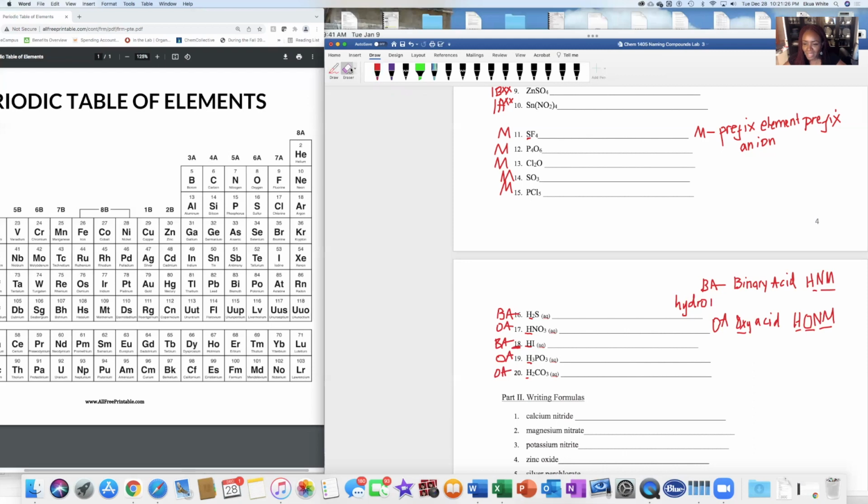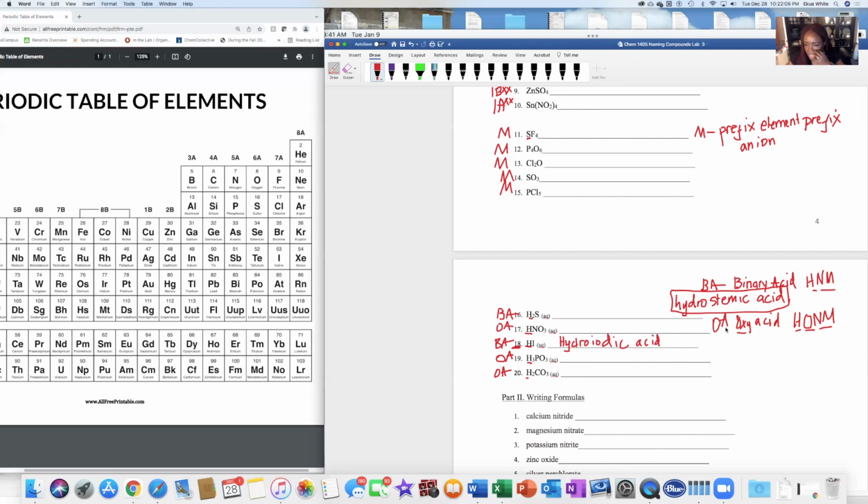Oh, sorry, I'm writing the template. I almost forgot. I'm writing the template and I'll give the answer right there. Hydro, stem, ic, acid. Oops, forgot how to spell. Acid. It's a little hard to write with the mouse. This is the format that binary acids have to follow. So following that format, this is going to be hydroiodic acid.